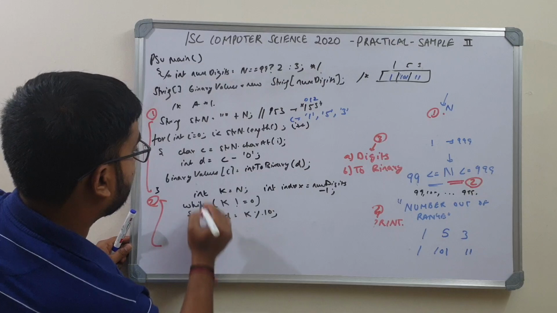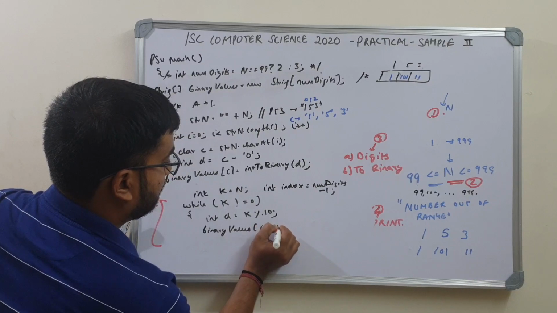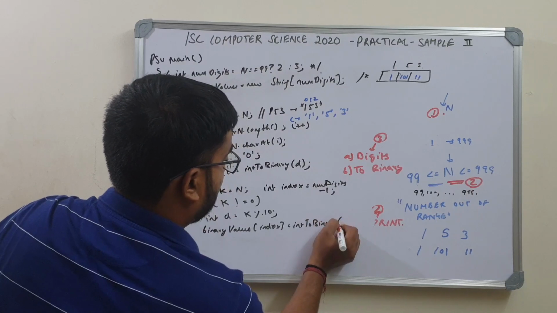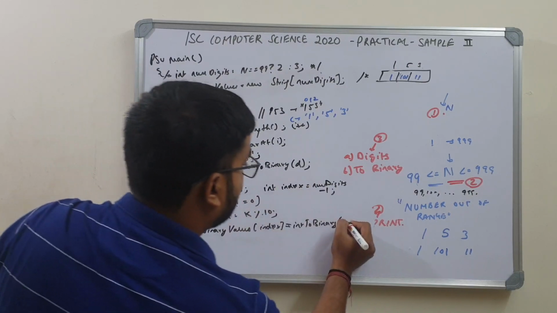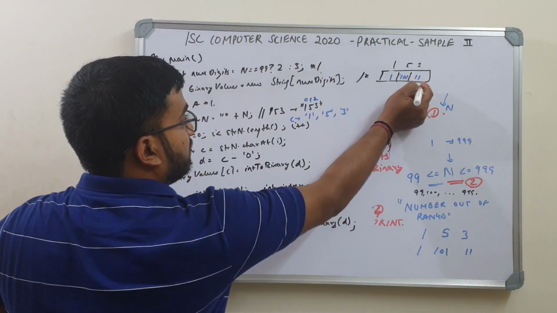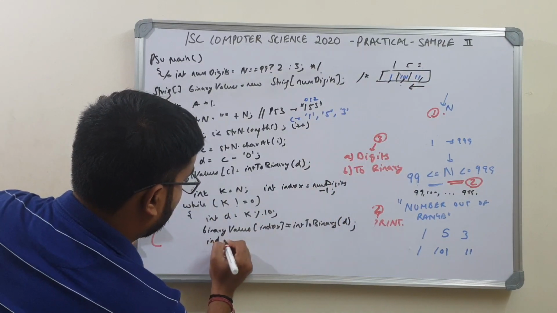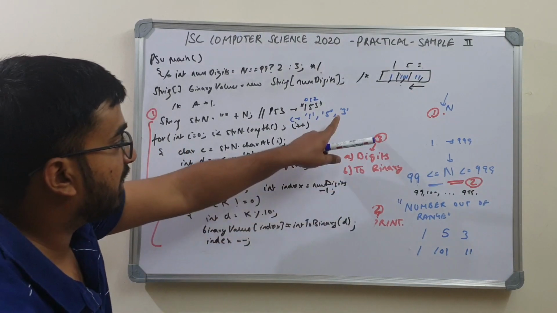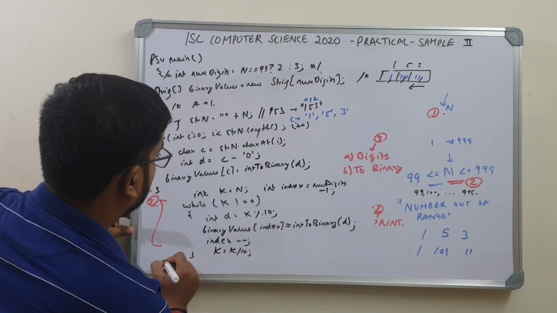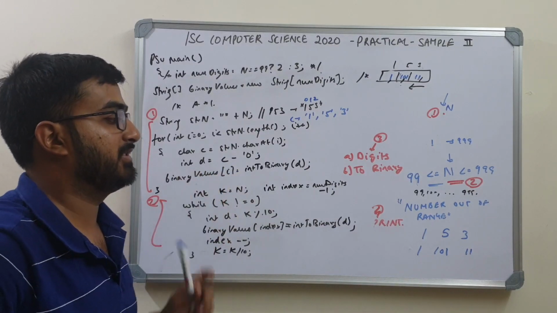Okay, and then you have to say binary values of index is equal to the same thing into binary. Okay, into binary, and you are passing the value d. Since you are filling this array in this order, first this, then this, then this, you have to decrement the index. So you say index minus minus, and you have to remove this last digit from k. So you say k is equal to k by 10. So this is another way that you get the binary equivalent of each digit.